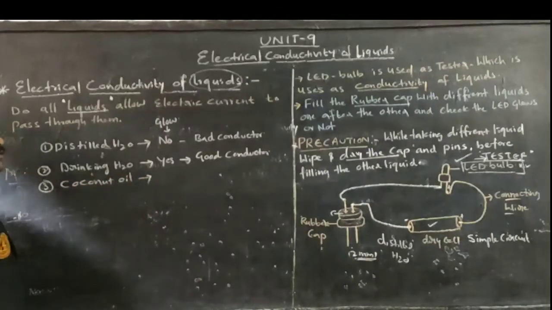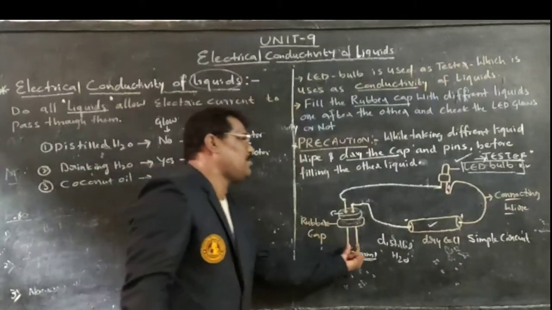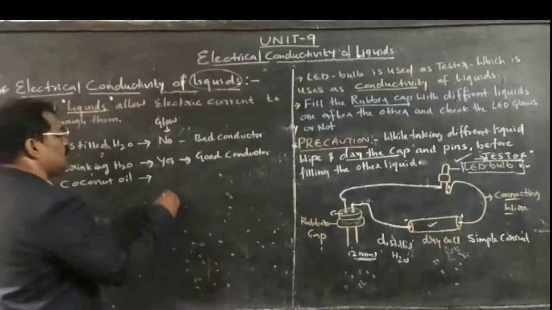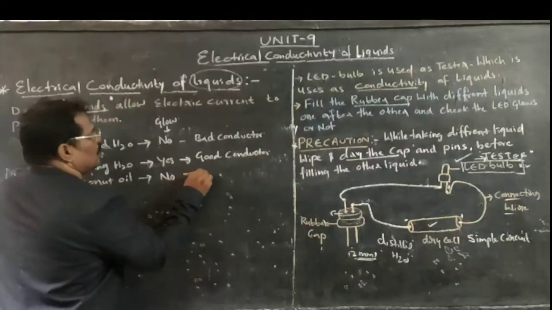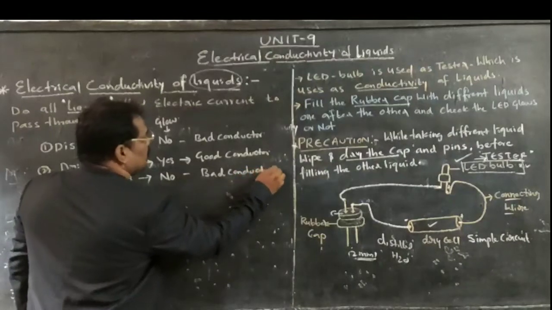What oil will take it up? Coconut oil. And again observe, hold these two pins together and observe, does the bulb glow? No, it is also called a bad conductor.